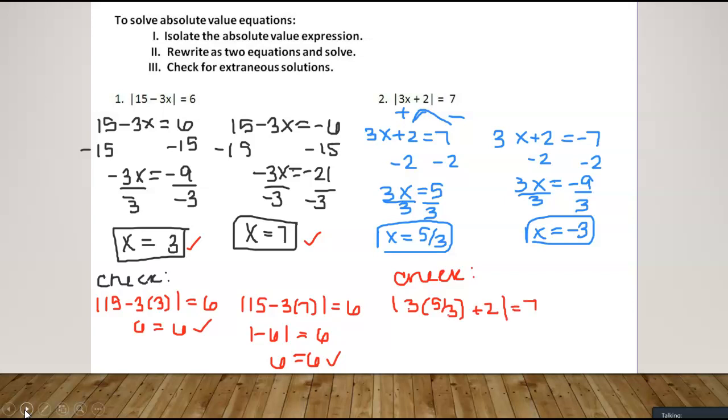So 3 times 5/3 is 5. 5 plus 2 is 7. Absolute value of 7 equals 7. So that checks. Absolute value of -9 plus 2. Well, -9 plus 2 is -7. Absolute value of -7 is 7. So -3 also checks.